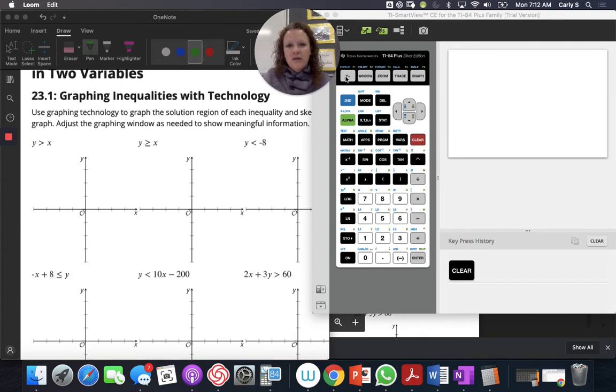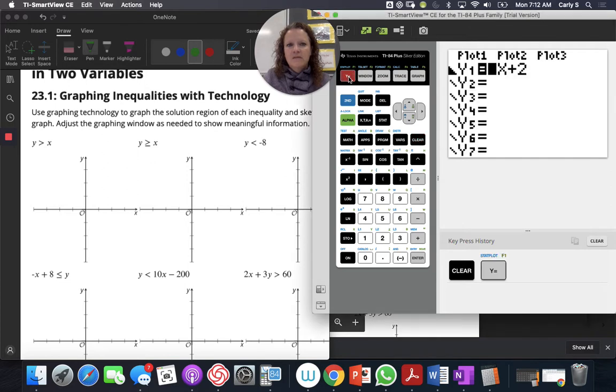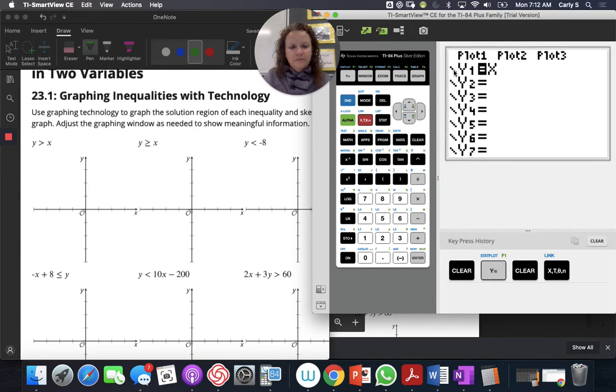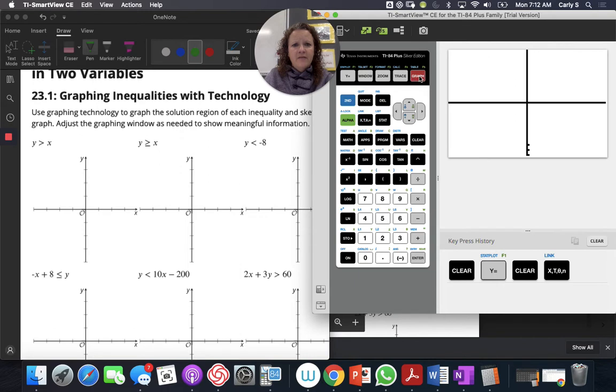So you're going to go to your graphing calculator and hit y equals. Okay, and if you have an equation in there, hit clear. So here we have y is greater than x. So we're going to type y equals x, and this right here, we can change what our line looks like. So this is going to give us a line. In fact, if I hit graph, you'll see just a line, y equals x.